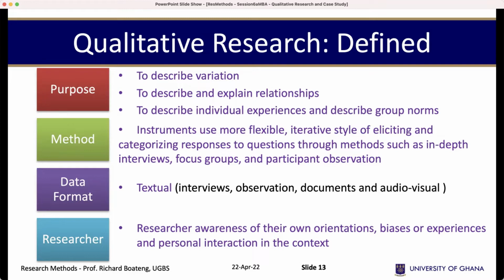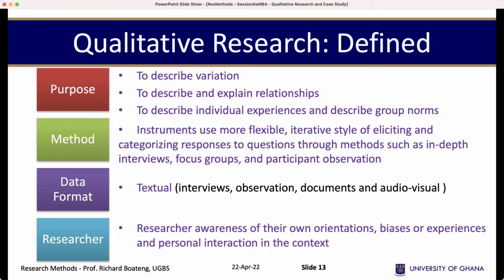Now, what happens in qualitative research is that we are trying to create room for people to share what they know and tell us the stories about what is occurring concerning a phenomenon. So at the end of the day, qualitative research is very textual in nature, typed and written in a description in language that can be understood. And the types of data we use are interviews, observation, documents, and audiovisual.